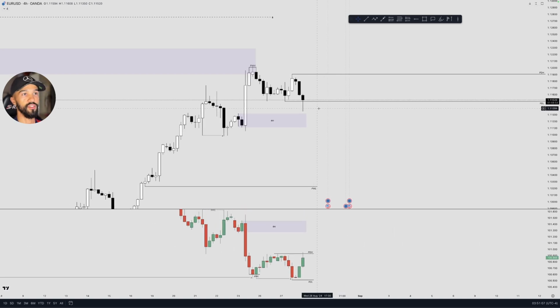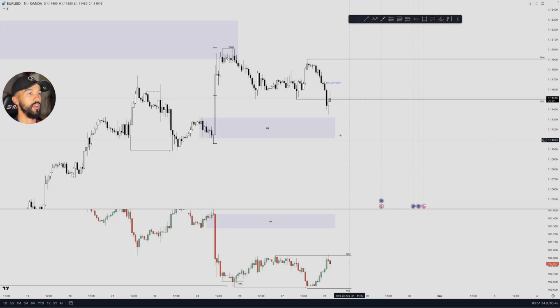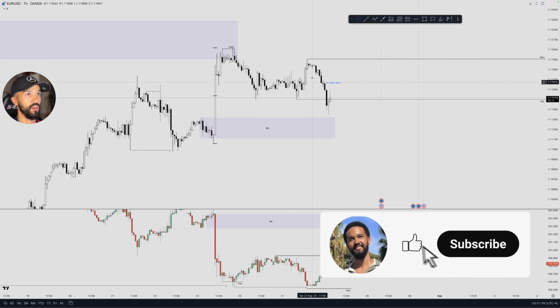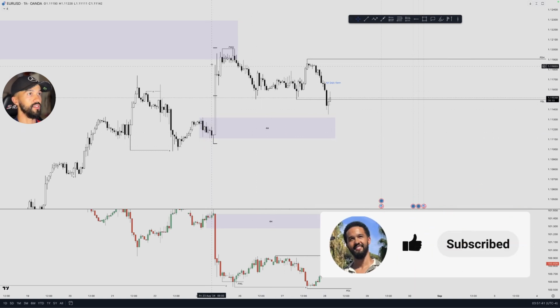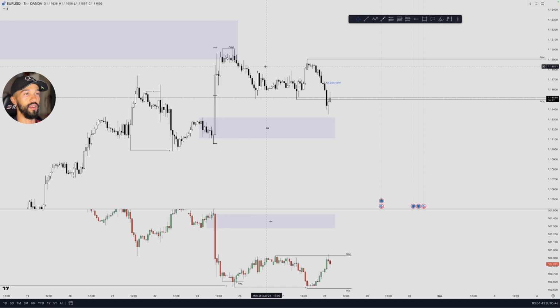So there's not much more to discuss on the 4 hour. Let's move down to the 1 hour and see what that shows us. So on the 1 hour here, you can see we've got that leg, which is quite clear, this bullish leg, and all of this price action is internal to this external bullish leg on the 1 hour.